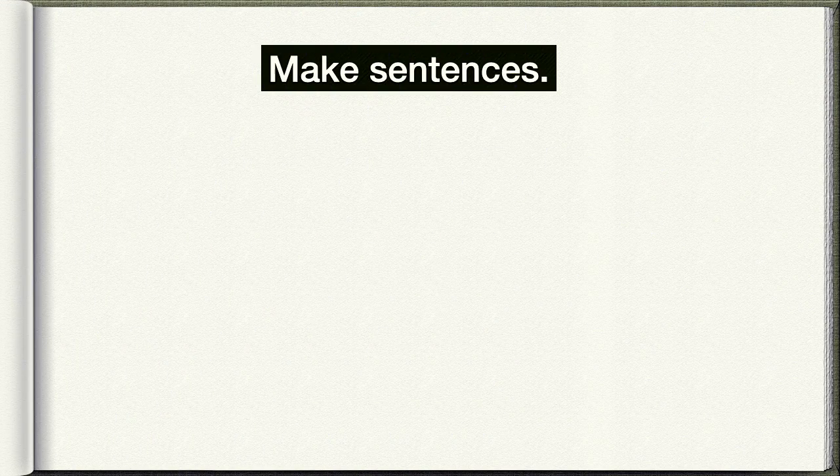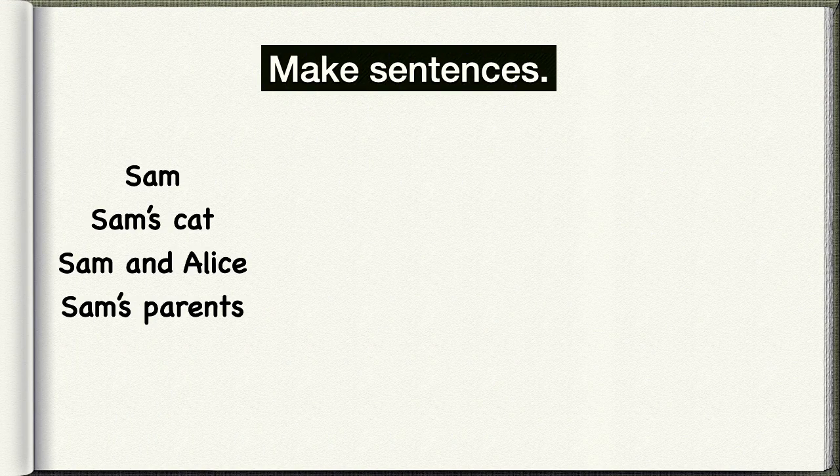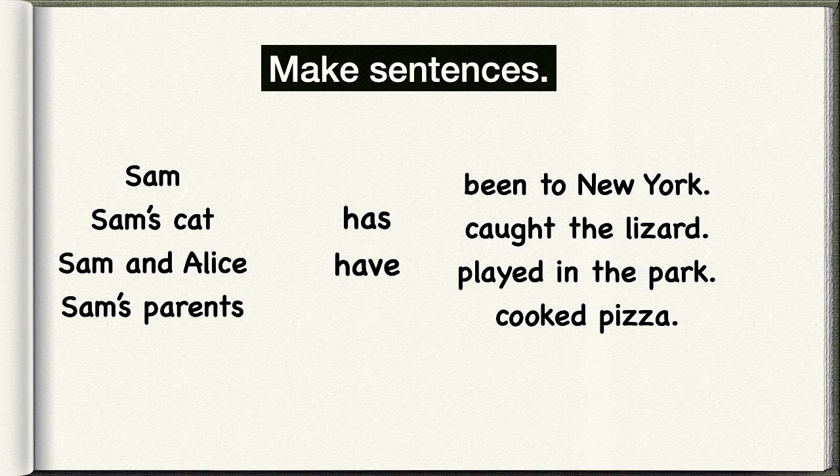Let's train a little bit and make sentences. Here we have some subjects, auxiliary verbs, and past participles. Sam has been to New York. Sam's cat has caught the lizard. Sam and Alice have played in the park. Sam's parents have cooked pizza.